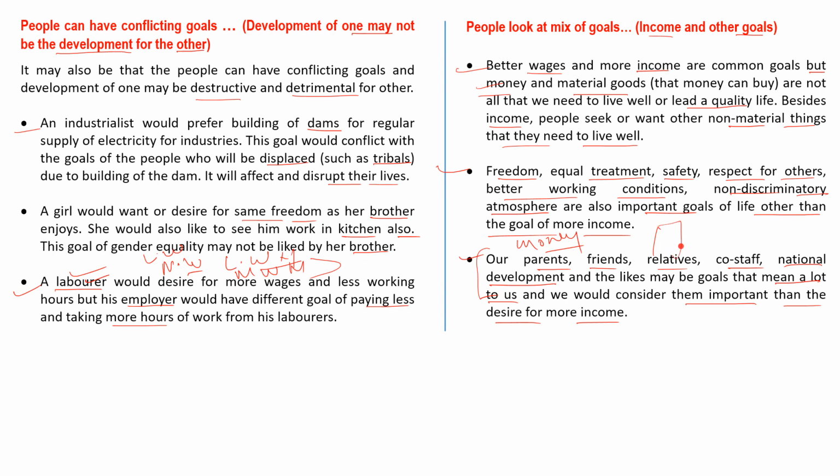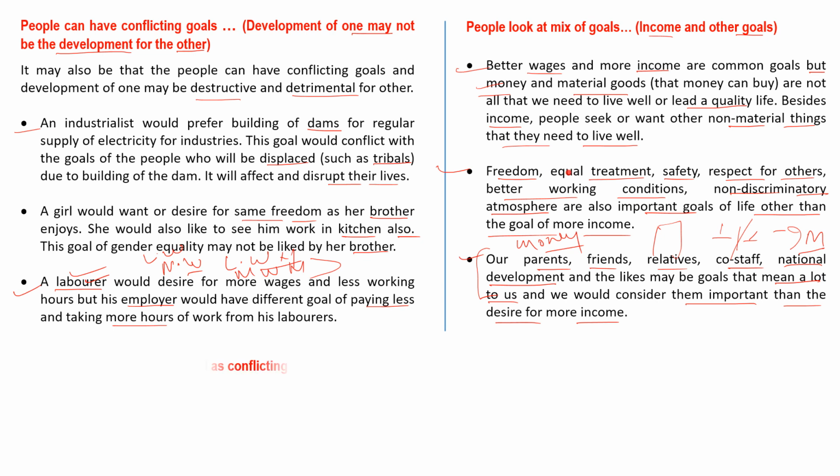In a class you are sitting, your bench partner is your best friend, but due to reshuffling or changing of sections, your friend is sent to another section, and you are separated. How do you feel? That feeling shows your relationship with your friend, which is not based on income, not based on money. Now, since different people have different goals, goals can be conflicting, and people look at a mix of goals, that is, other things other than income.